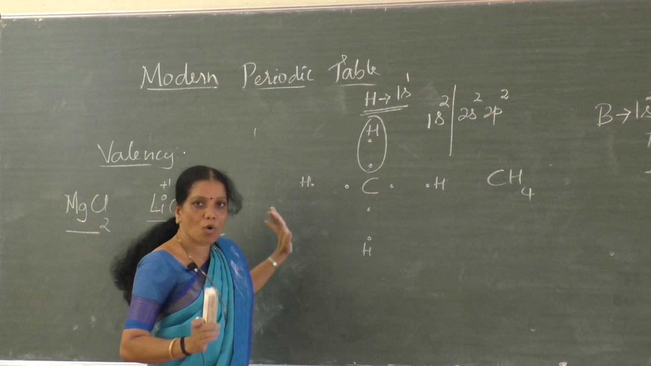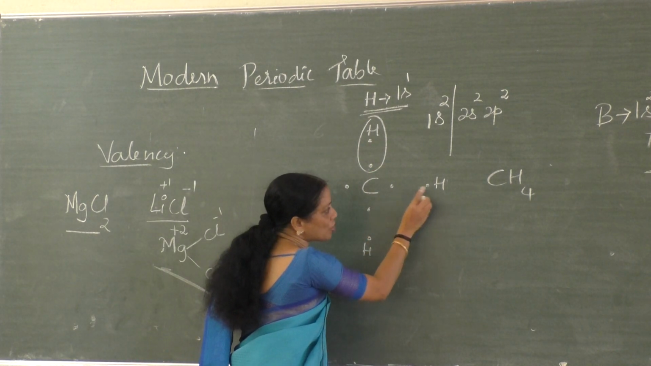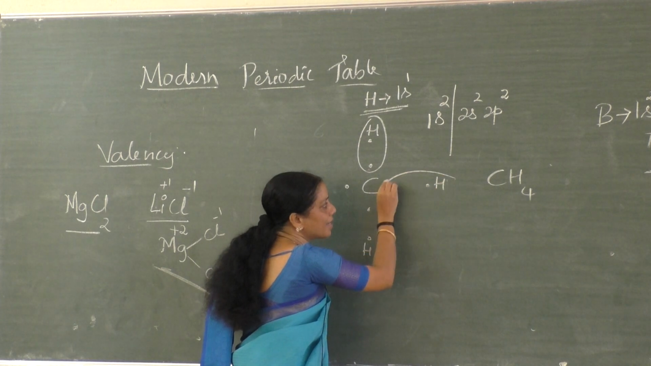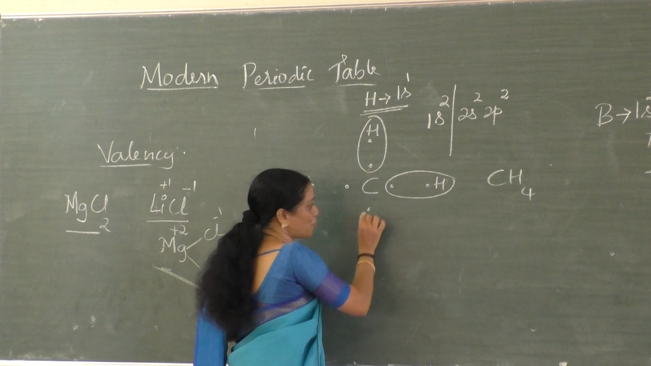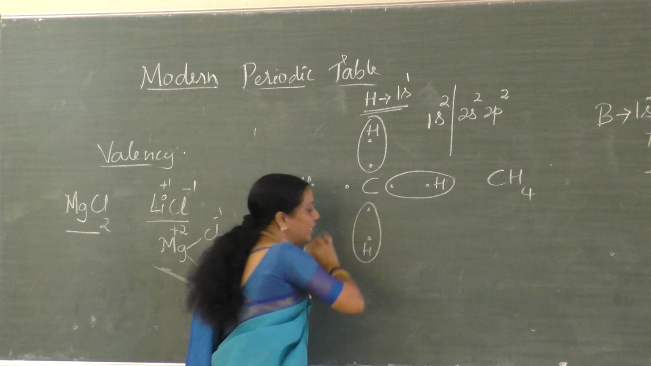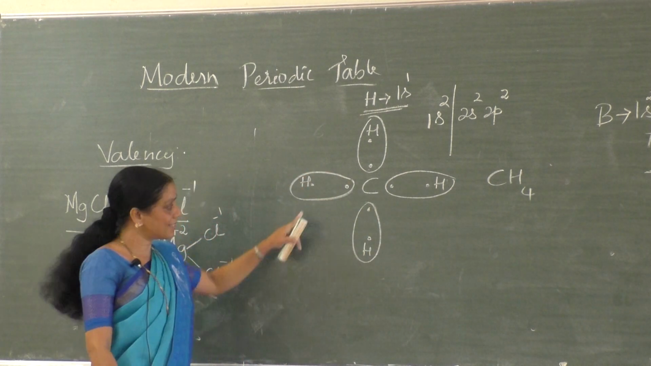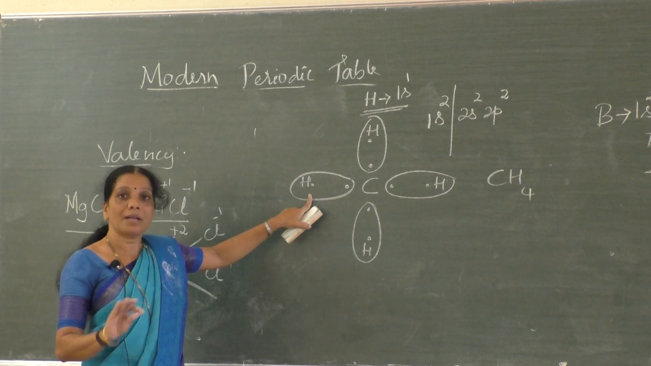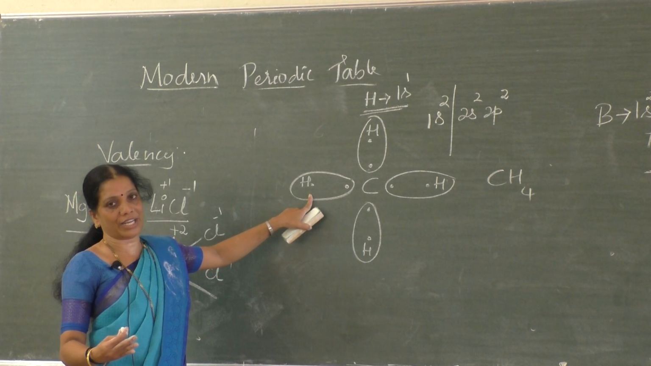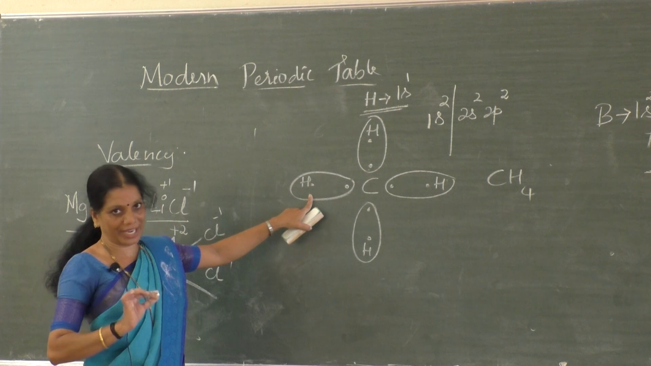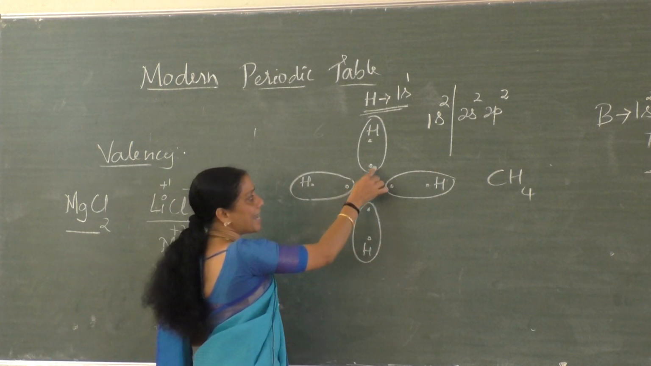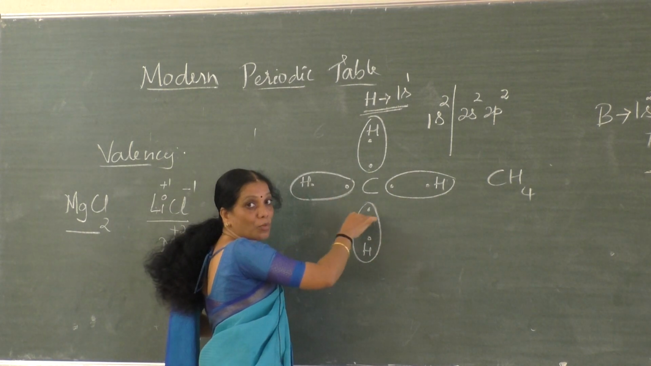What is that? Covalent bond. This hydrogen also shares its electron with the carbon, forming a new bond, a C-H bond. Again, a new bond with another hydrogen, sharing of electron with another hydrogen. See, hydrogen completes which configuration? Duplet configuration. Now the carbon has only 4 electrons in the outermost shell.